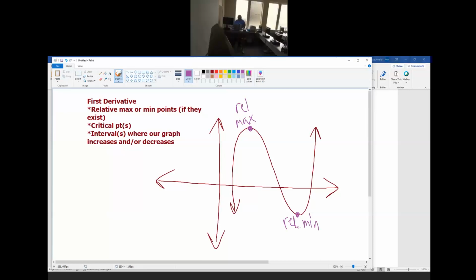Now you can also, we'll do this in a separate lecture, find the intervals where your graph increases or decreases. Now let me show you in red parts where our graph increases. This little part right here going uphill, and this little part right here going back uphill from the relative minimum point.